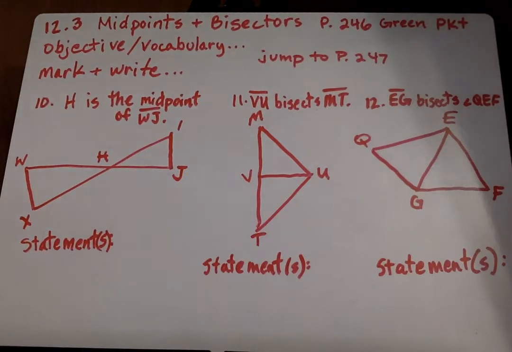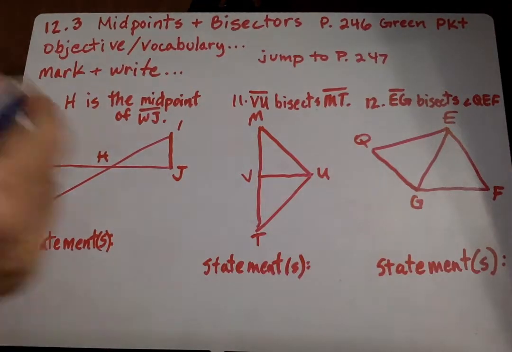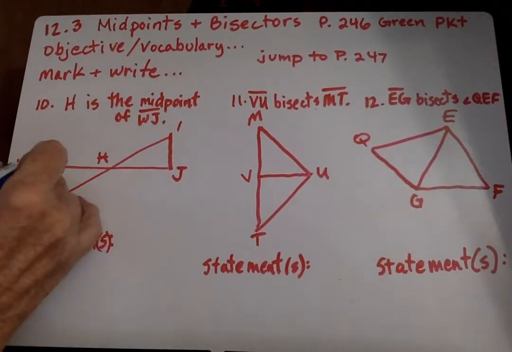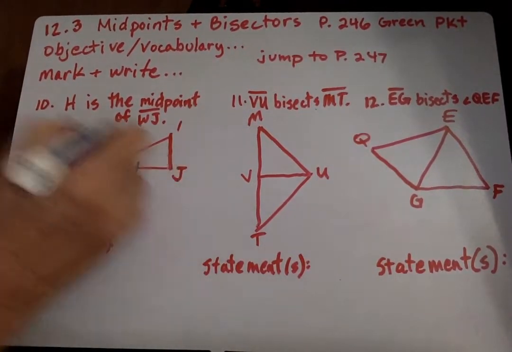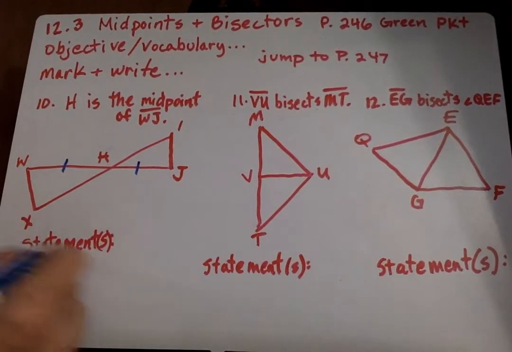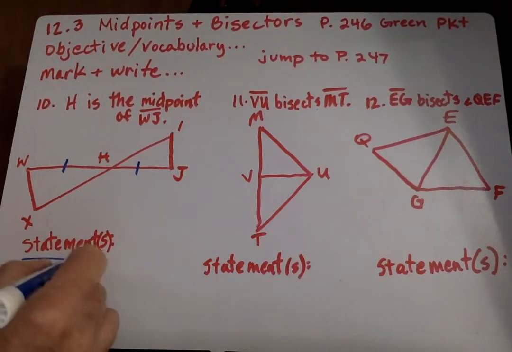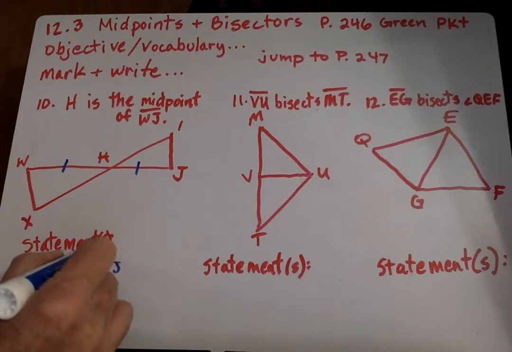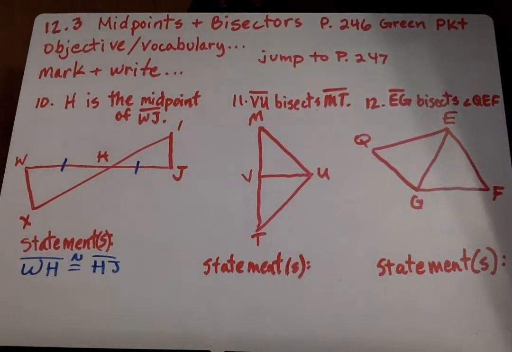I'm going to go ahead and jump to number 10 on page 247. Mark and write statements for congruent parts. Number 10, H is the midpoint of WJ. So if H is the midpoint of WJ, we know that this line segment is congruent to that one. We can say WH is congruent to HJ, and we're talking about line segments. And that's all we know.